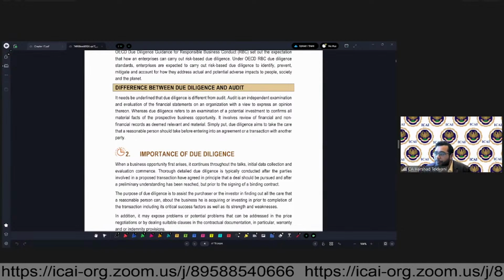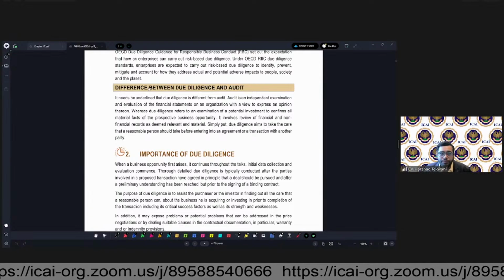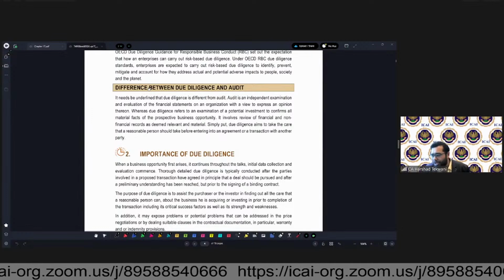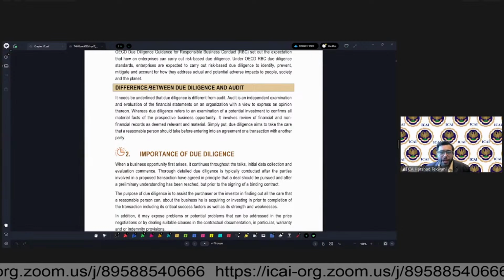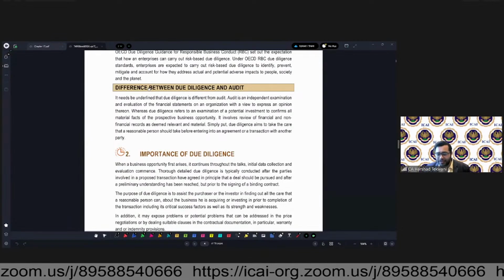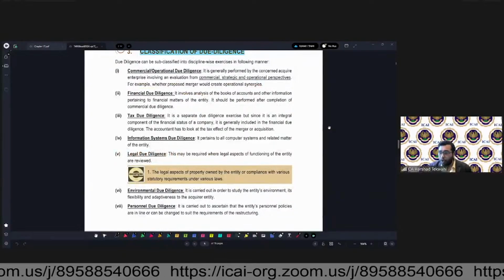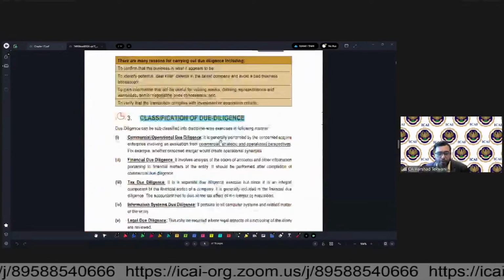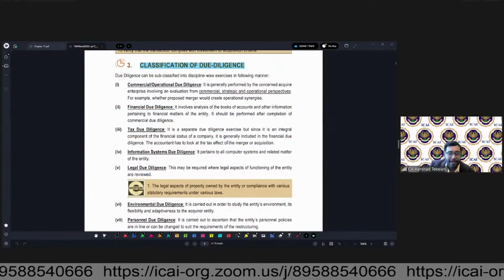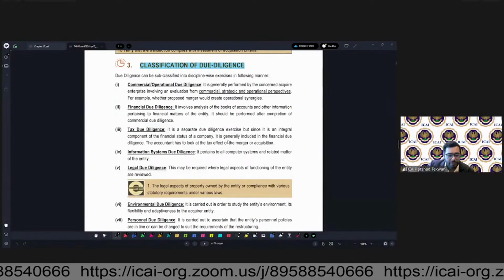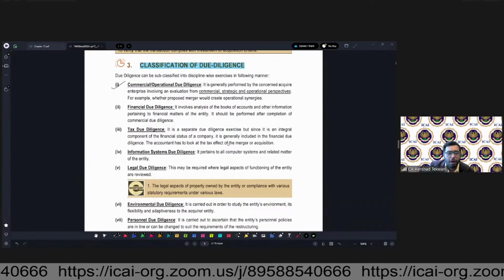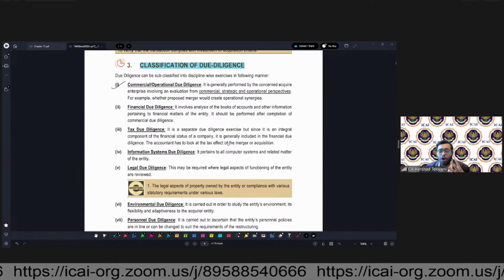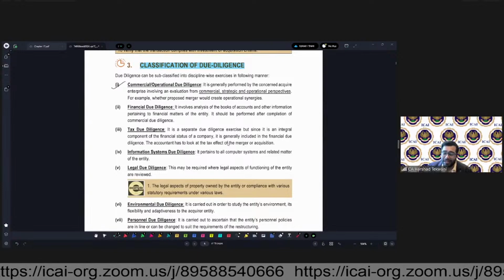Okay. Now, what we need to further understand is the types of due diligences. There are multiple types of due diligences which can be performed based on the type of transaction. One is commercial and operational due diligence, which is generally performed to understand the commercial side or the operational side of the transaction or the entity.